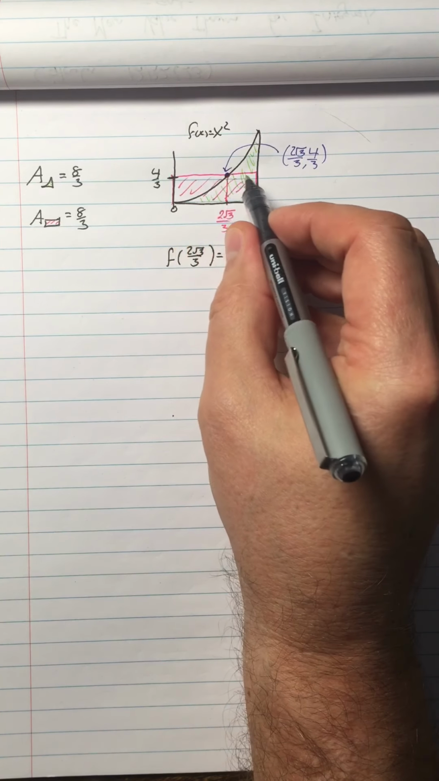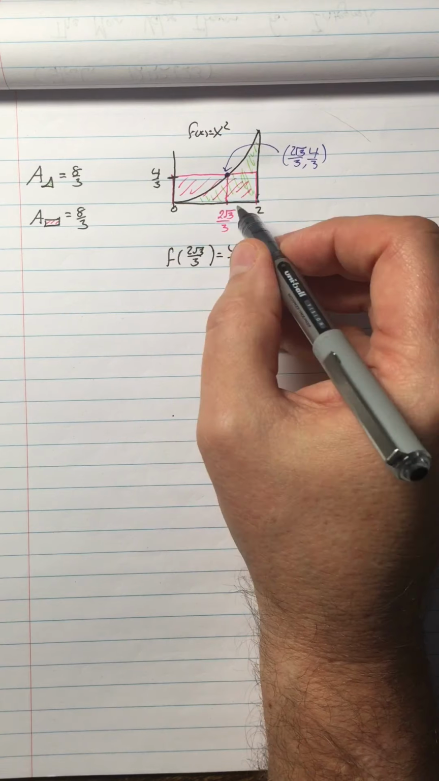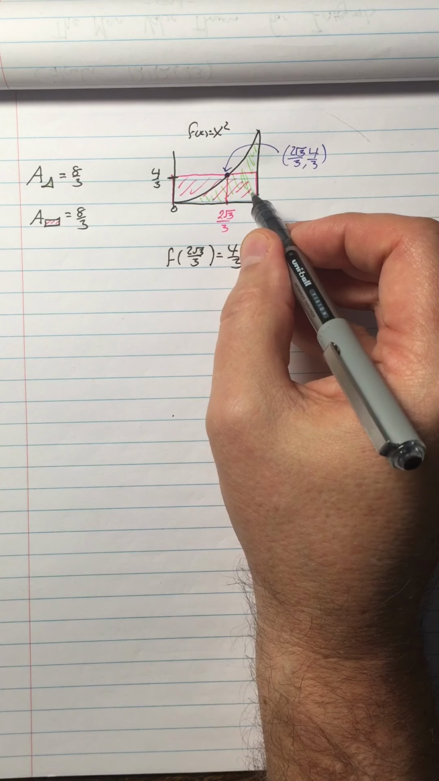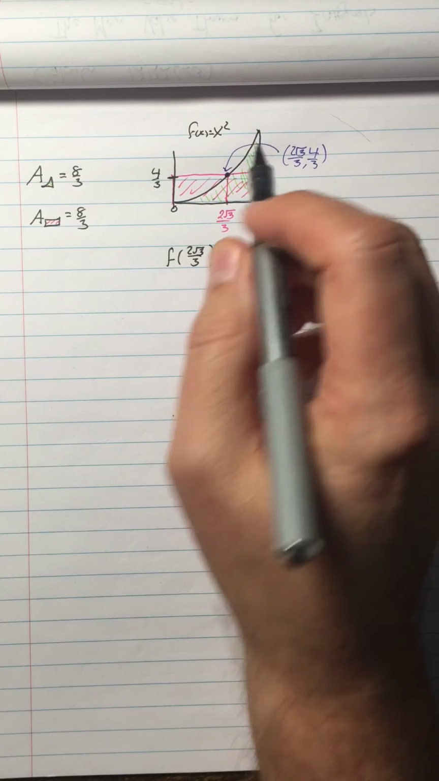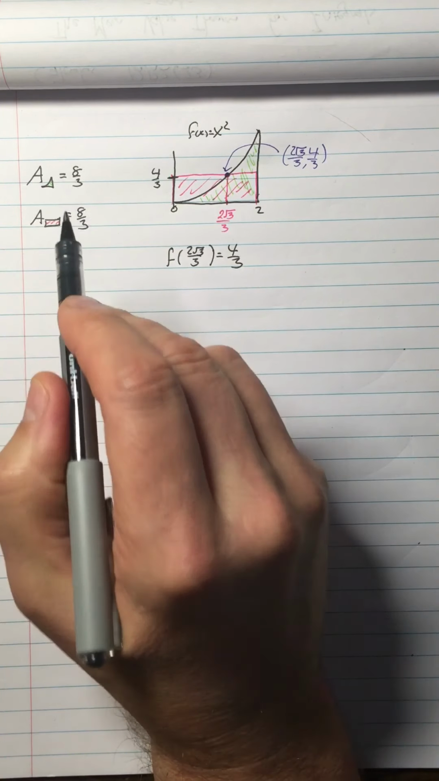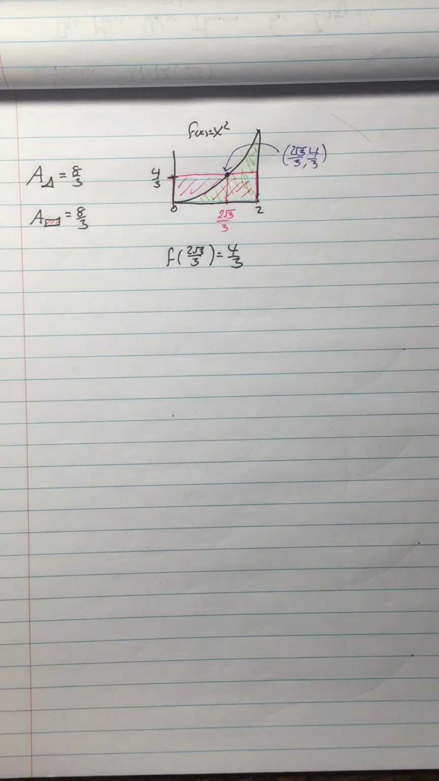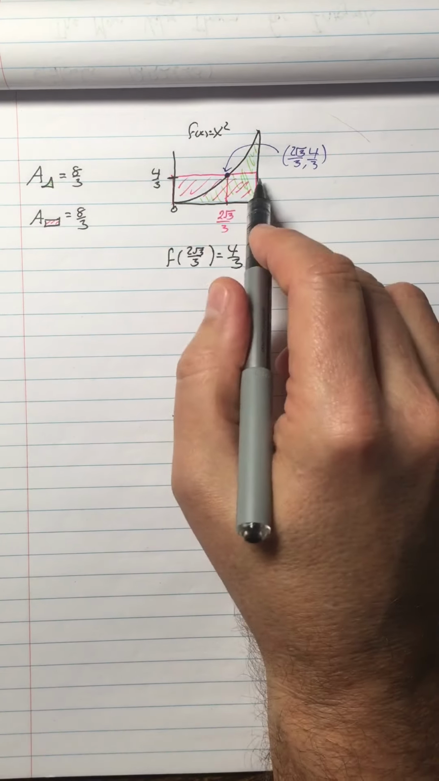And when I make a rectangle based on that point, then the area of the pink rectangle is exactly the same as the area of the green curvy shape, right? The area of the green curvy shape is 8/3. The area of the rectangle is 8/3. So it turns out that this is a property that every function has, and this has a special name.